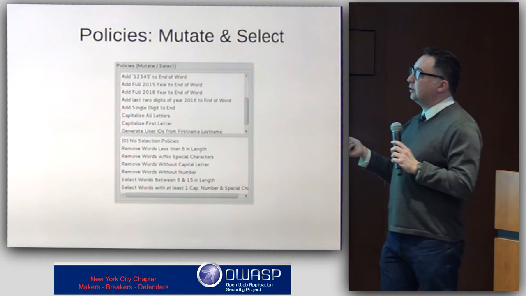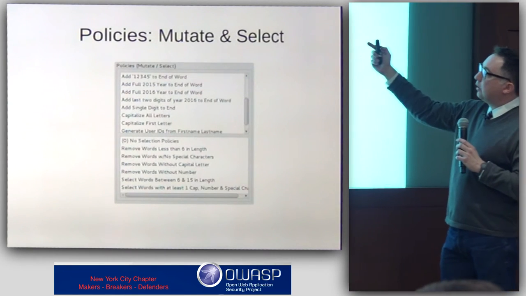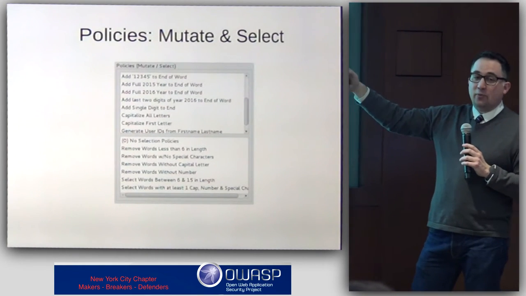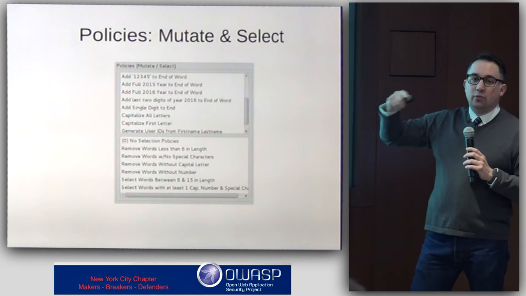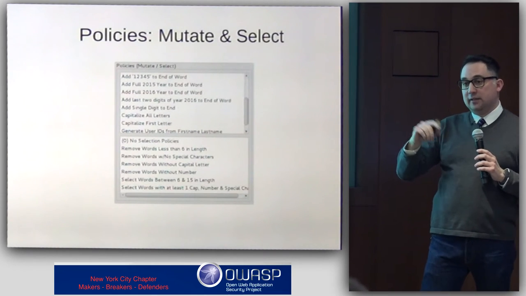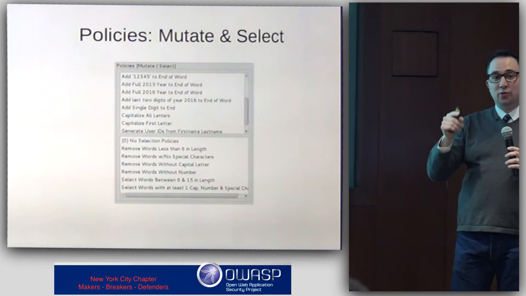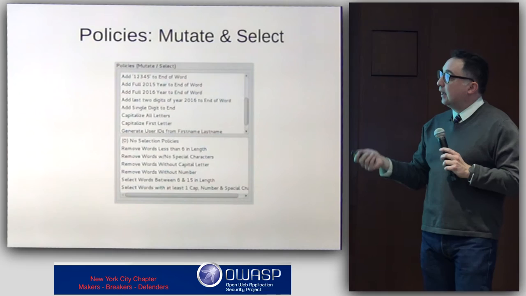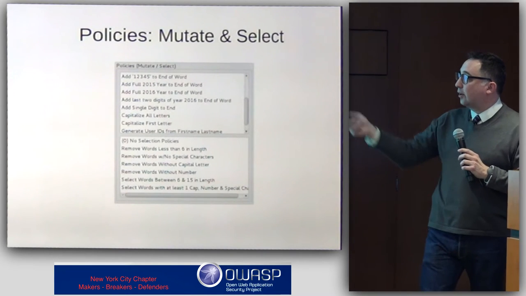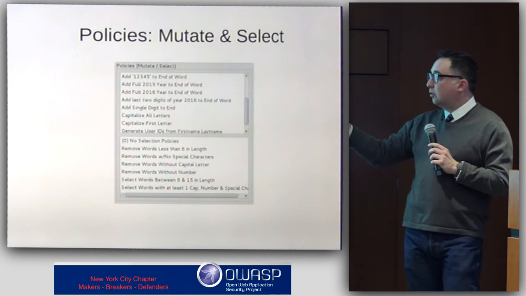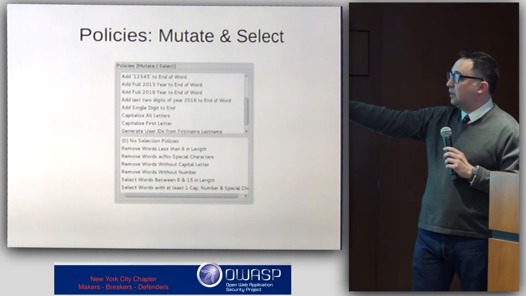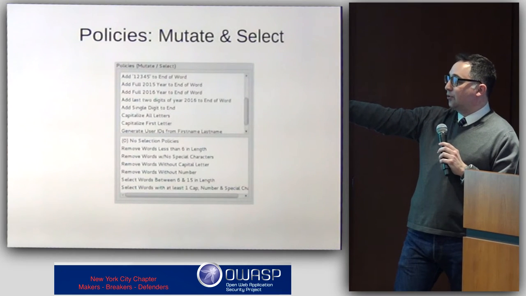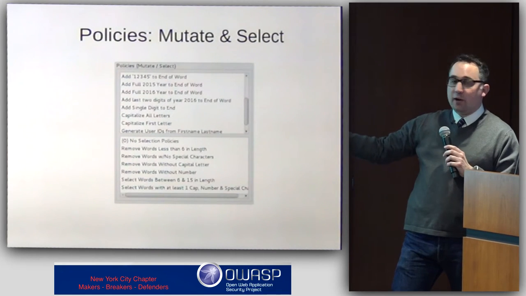Policies, as I was kind of mentioning before: adding digits, adding years, adding 1, 2, 3, 4, 5. I also have 1, 2, 3, 4. Adding a single digit, so if you have a word like apple, it'll send back apple1, apple2, apple3, apple4, apple5, apple6, apple7. Basically 0 through 9. Capitalize the first letter. Remove sets of words that don't meet a particular length. In the last one, you can see that's more like a corporate policy. It will select words with one cap, one number, and one special character.